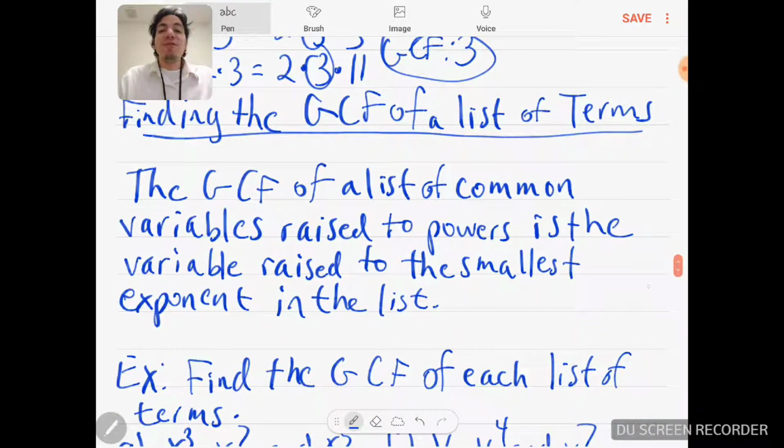Now let's do the GCF of terms, which is our variables. The GCF of a list of common variables raised to powers is the variable raised to the smallest exponent in the list.